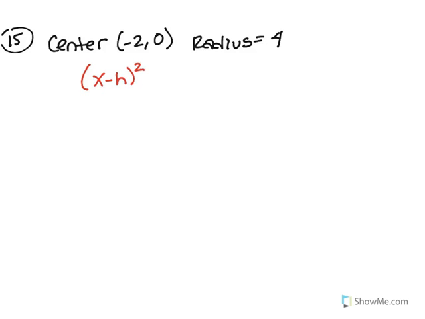Number 15 says find the center radius form of the equation of the circle, and they want you to graph it. So the center is negative 2, 0, and it has a radius of 4. So the center radius form, and you'll see this equation on your formula sheet. That's for circles.